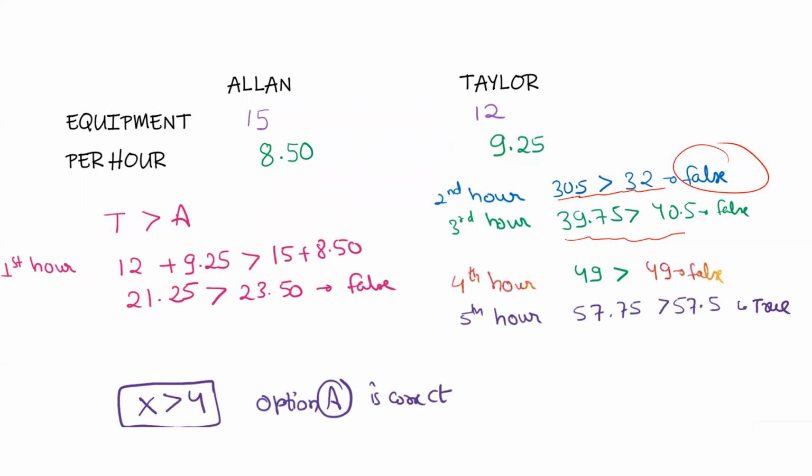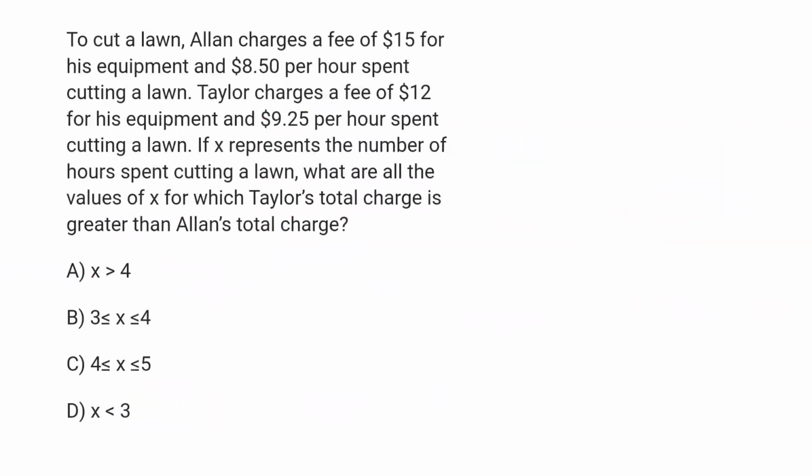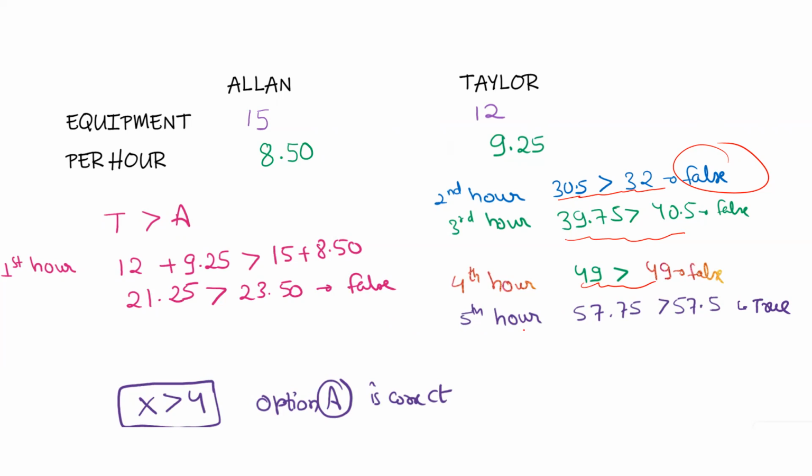If I talk about X equal to 4, what is happening here? They both are equal. The values are equal. But what the question demands is that Taylor's total charge should be greater than Alan's. It is not mentioned that it can be equal. So X equal to 4 is also not my solution. But if I talk about the fifth hour, directly we can see that this statement holds true. So X can be equal to 5, 6, and so on, anywhere, because after 5 hours, every time Taylor's value will be more than Alan's value, right? So in this particular question, the answer will be X greater than 4. It cannot be equal to; it should be X is greater than 4.